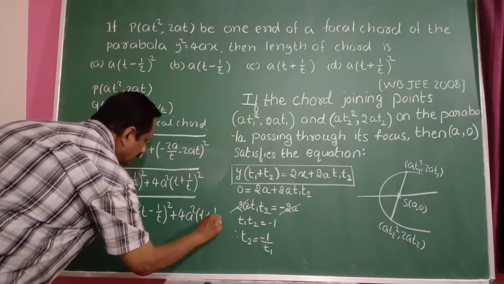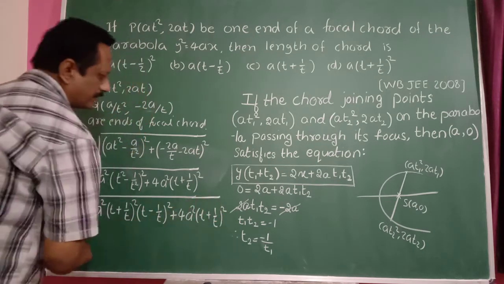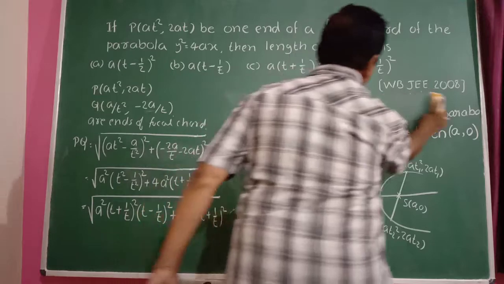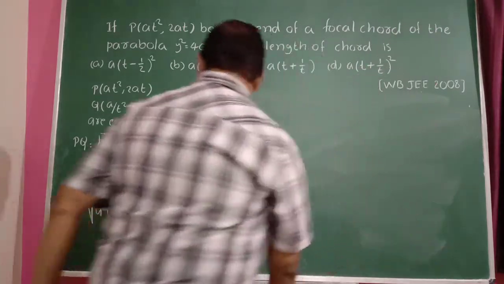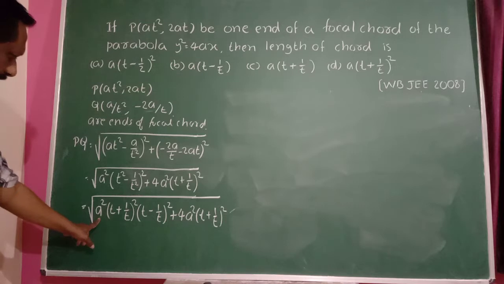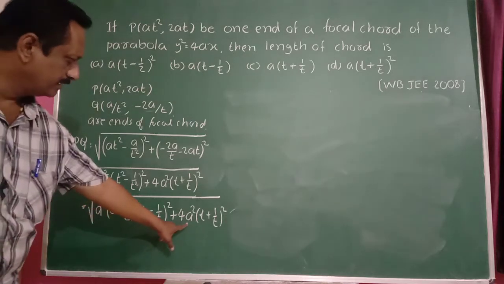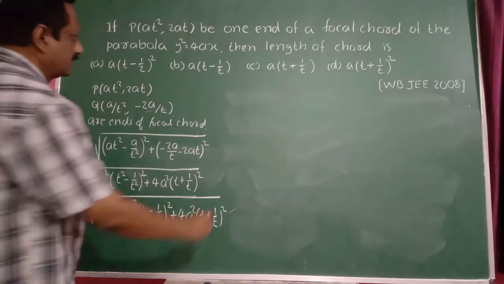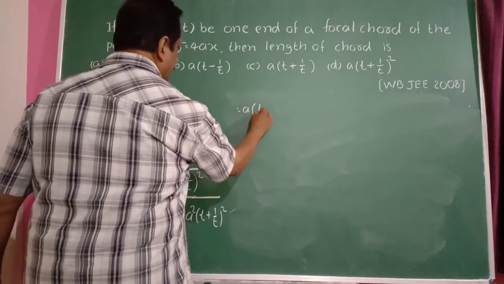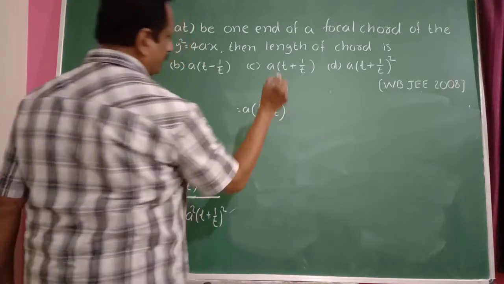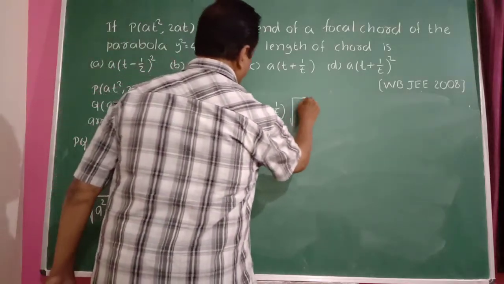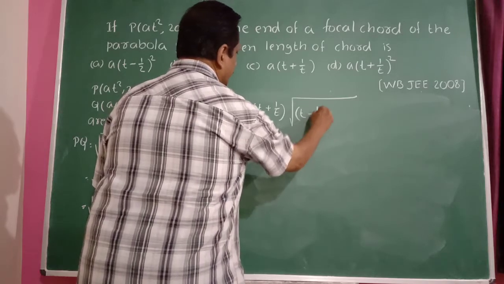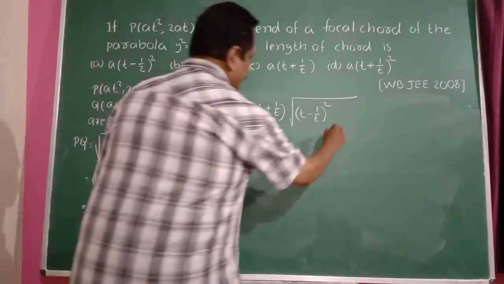into bracket 1 plus 1 by t, it's a square. Okay. Here a square is there, (t plus 1 by t) whole square. A square (t plus 1 by t) whole square, take a common, and square root is there, so square root and square cancel here. Yes, right, here a into bracket (t plus 1 by t). Then root of remaining is this (t minus 1 by t) square, then plus 4, so plus 4.